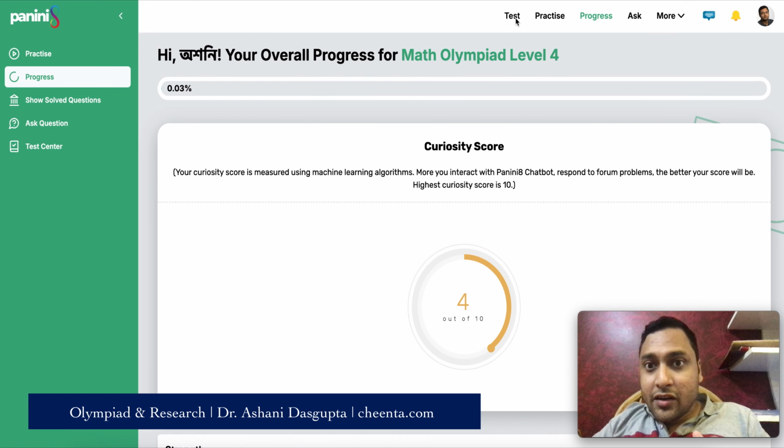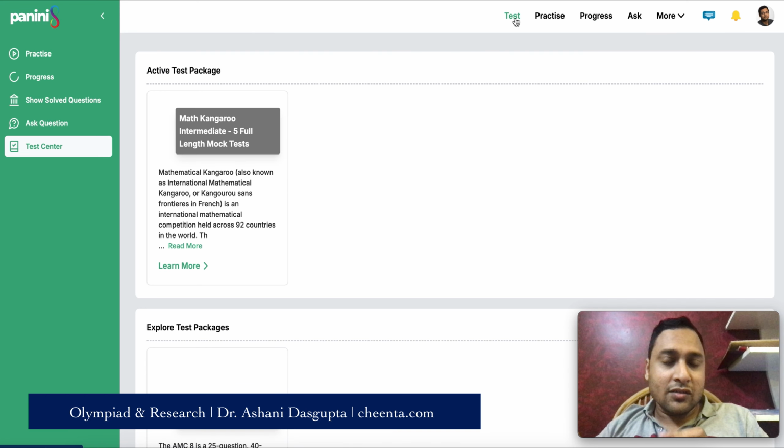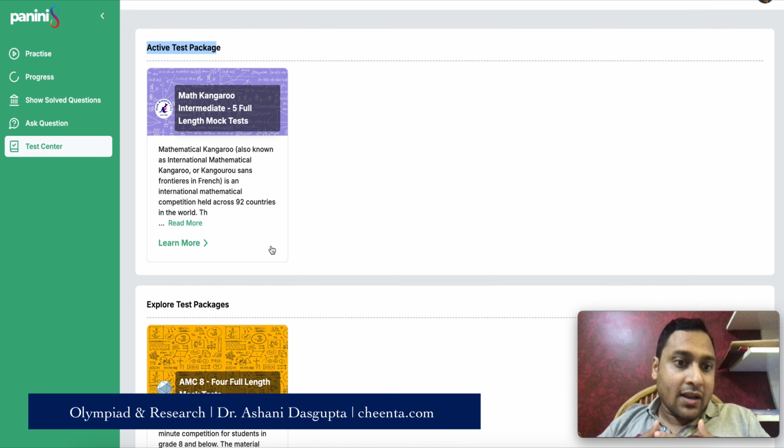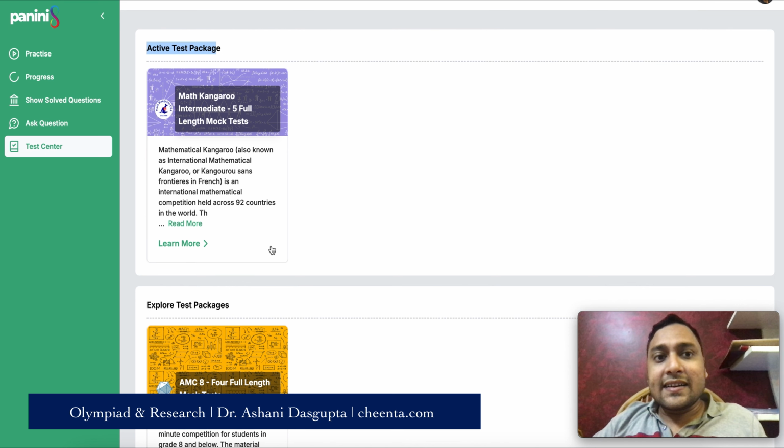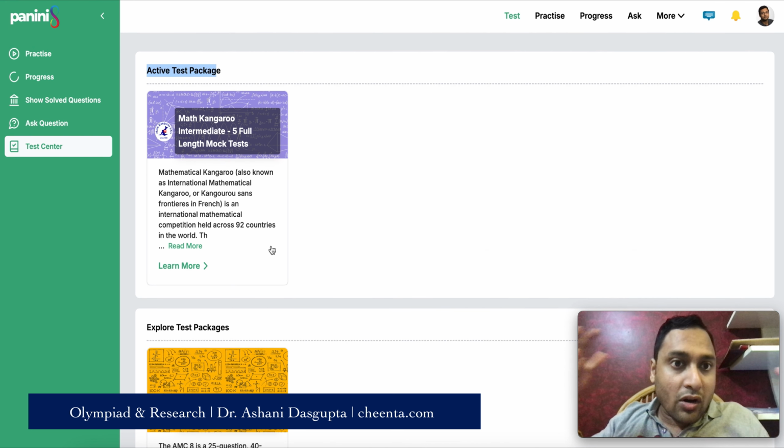Okay, so now we can also give tests. So tests are mock tests that you can give. For example, I have an active test package, which is the Math Kangaroo Intermediate. There are 5 full-length mock tests, and there are some other test packages like AMC8 full-length mock tests, which I can also explore. Active test packages are test packages that I can already give. I've already subscribed to them. This one I need to subscribe to actually take the tests.